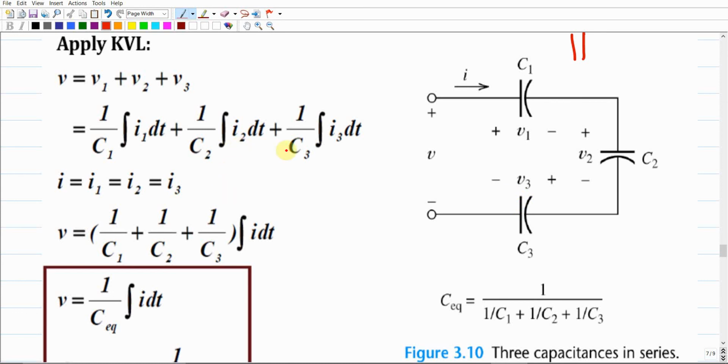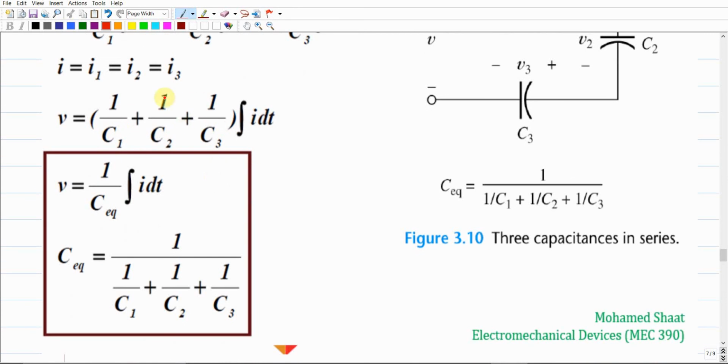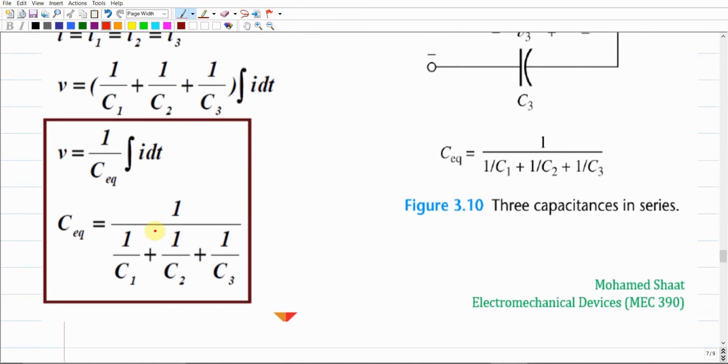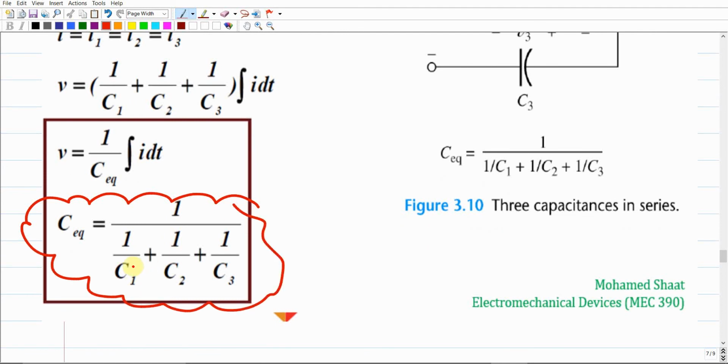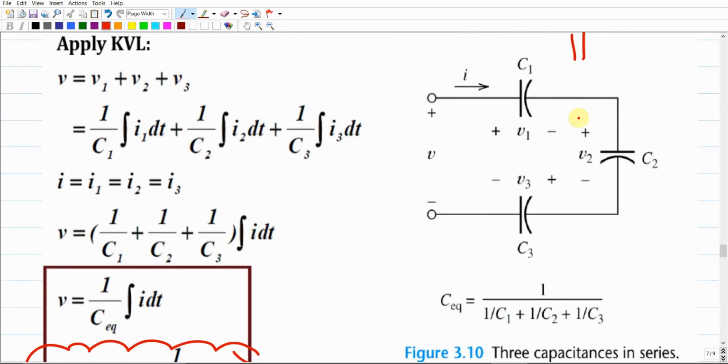So it means that this integral term is common between these three terms, so we can consider this one as a common factor. So we can end up with 1 over C1, 1 over C2, 1 over C3, which should give us 1 over the C equivalent. So we're going to end up with C equivalent being 1 over the sum of 1 over C1 plus 1 over C2 plus 1 over C3 and so on. It depends on how many capacitors are arranged in series in this way.